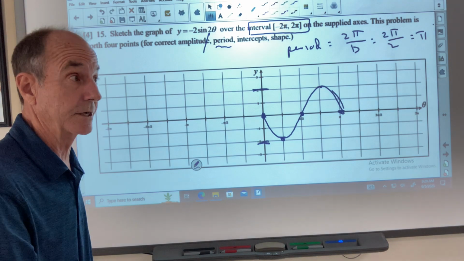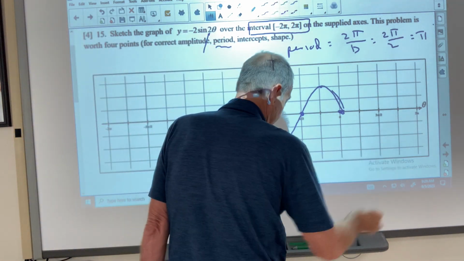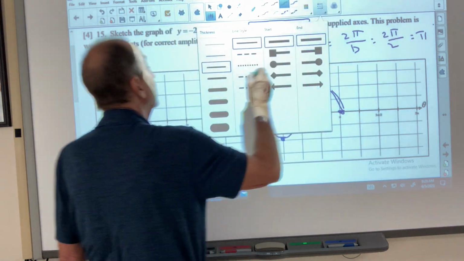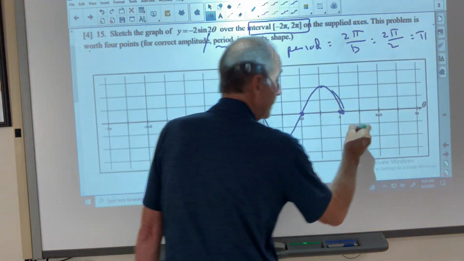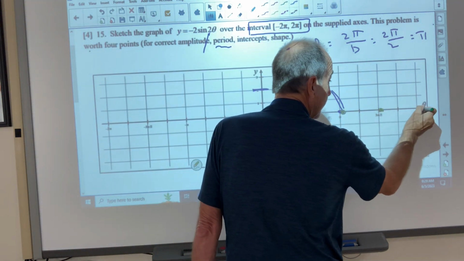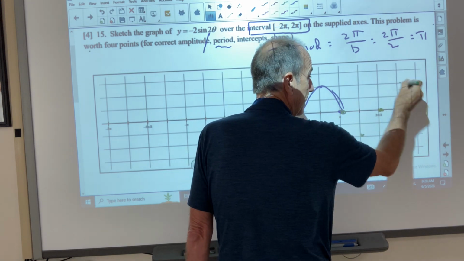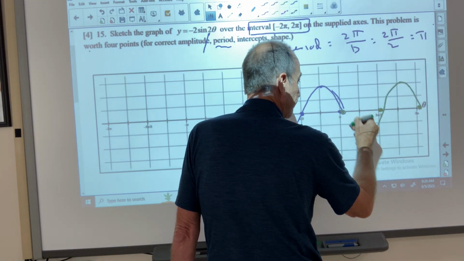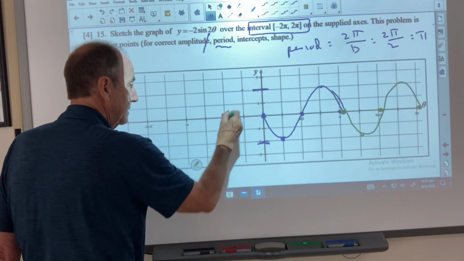So we need 4 cycles here. So another cycle, grab another color just for the heck of it. Another cycle going from here to here. Okay, so down and up. And then another cycle over here.